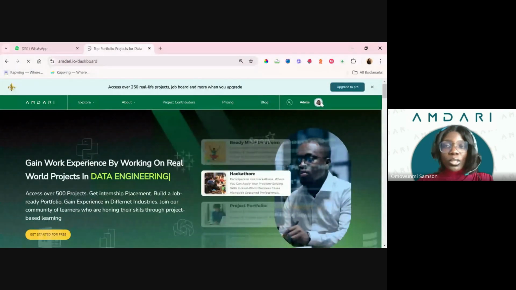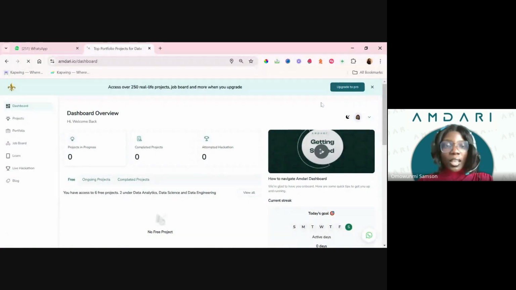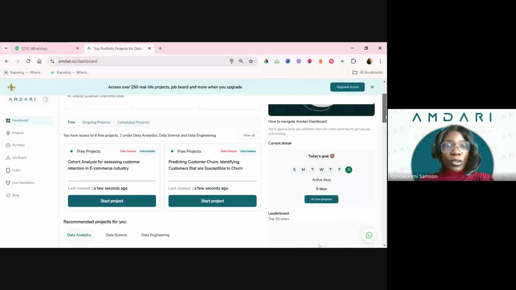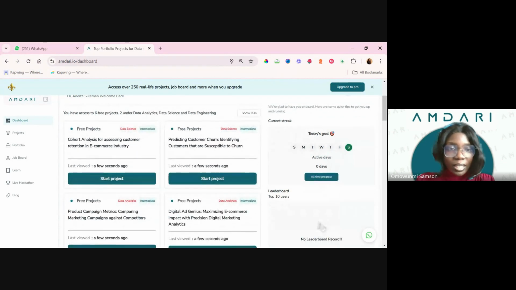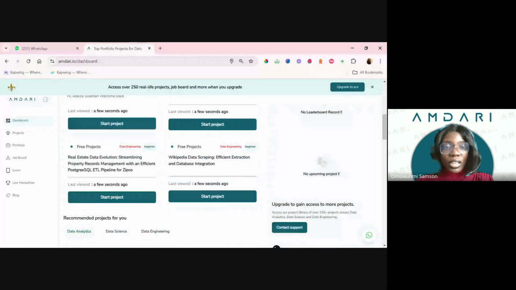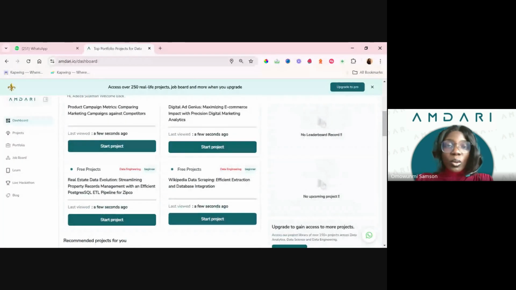So let me show you what our dashboard looks like. Again, for people who are just joining us for the first time, if you create an account on Amdari, you get 6 free projects, 2 under each of the categories that I have mentioned. So let me just click view all. You can see that we have free projects under data science and data analytics right here. Then when you scroll down, you see that we have data engineering right here. So 2 free projects under each.